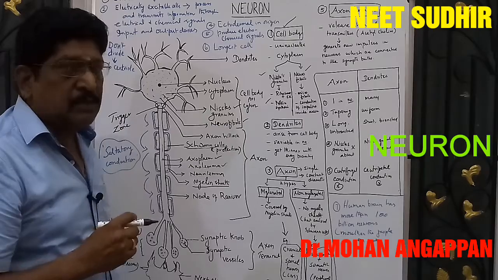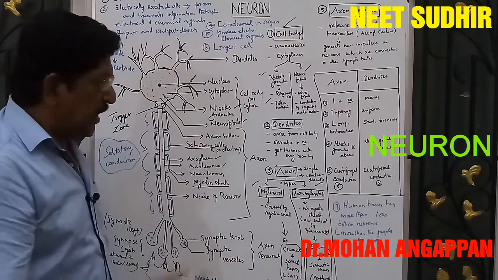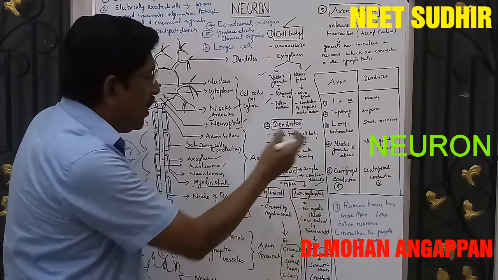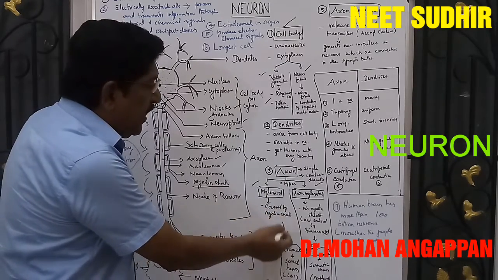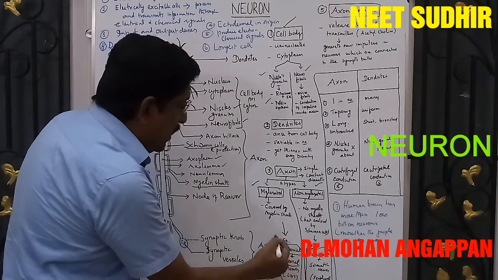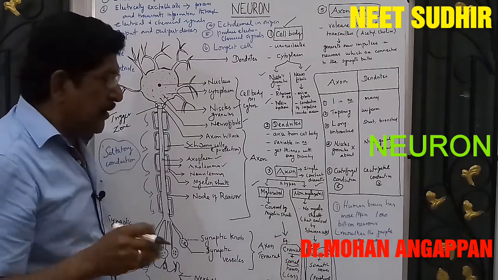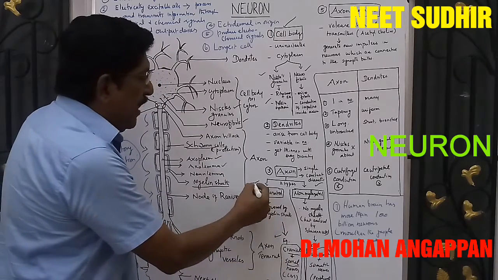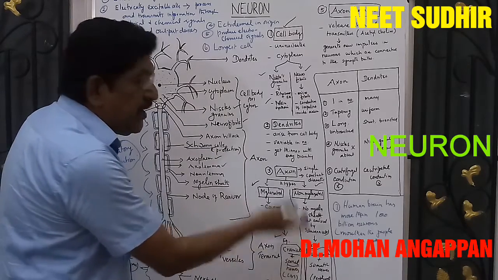There are two types of axons: myelinated and non-myelinated. What do you mean by that? If the myelin sheath is present, that is myelinated. If the myelin sheath is absent, that is non-myelinated. Where are they present? The myelinated axon is present in the cranial and the spinal nerves. These cranial and spinal nerves have the myelin sheath. So the myelinated axon is present in the spinal nerves and the cranial nerves.